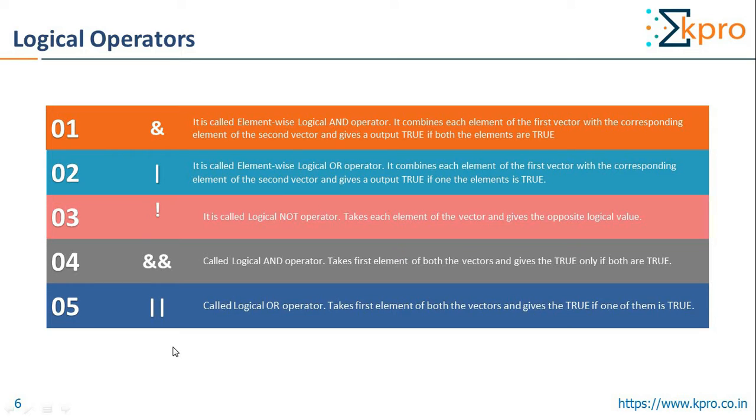So the difference between the element-wise logical AND and the normal logical AND operator is that the element-wise one compares each element of the vector, while the normal logical AND operator compares only the first element. And the same goes for OR: the element-wise logical OR operator compares each element of the vector, while the logical OR operator only takes the first element. Now let's go ahead and see how we can use these operators using RStudio.